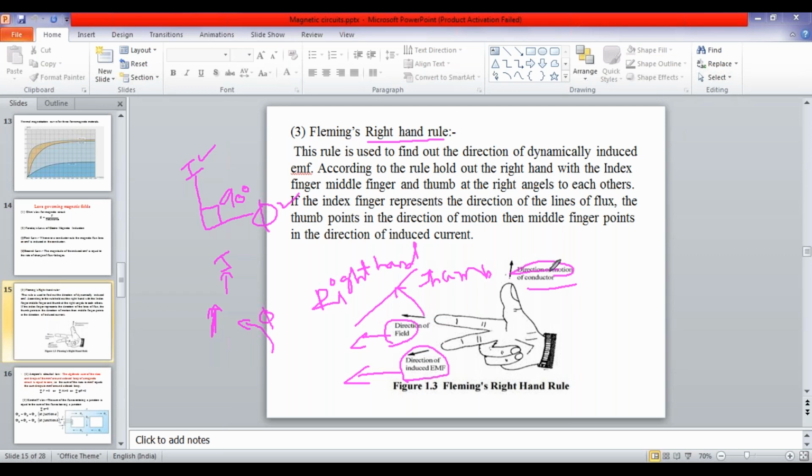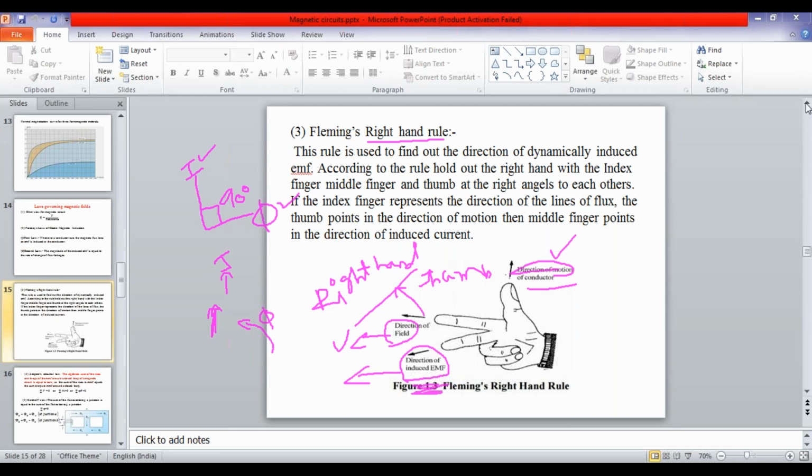Now you must know the direction of motion of the conductor. Motion of the conductor may be in the clockwise direction or maybe in the anticlockwise direction. Therefore, if I know this direction and this direction, then I can find out the direction of the induced EMF. This is your right hand thumb rule. I repeat again.